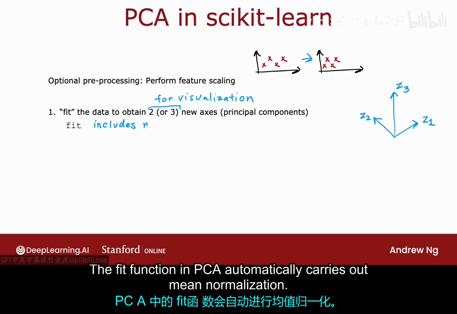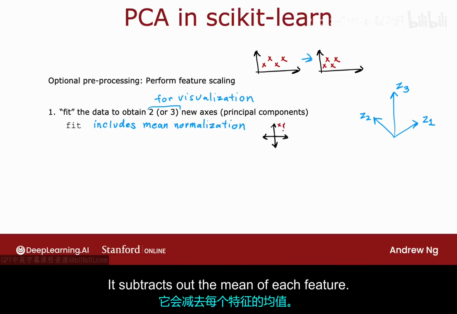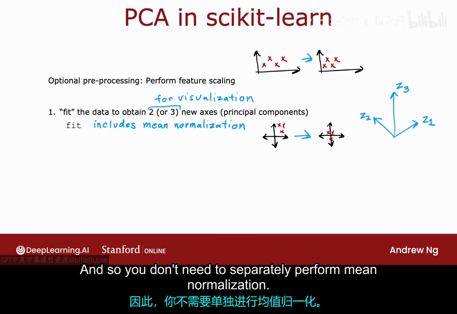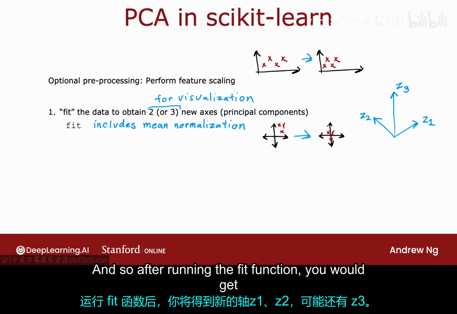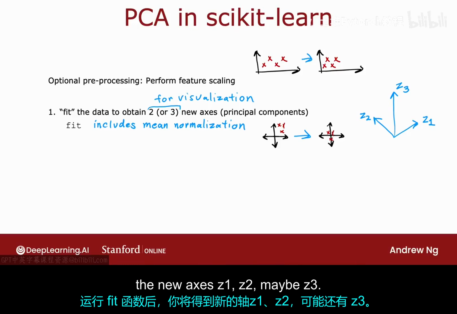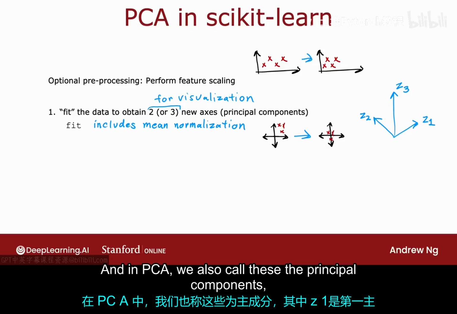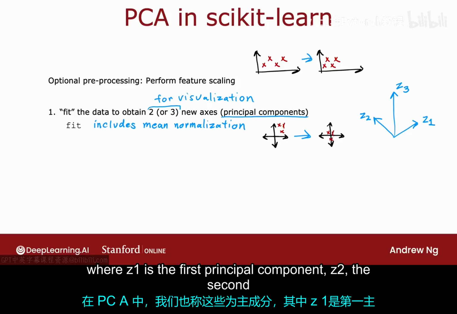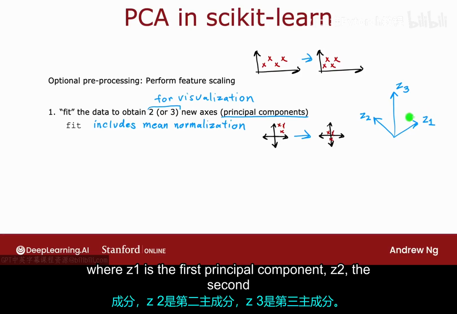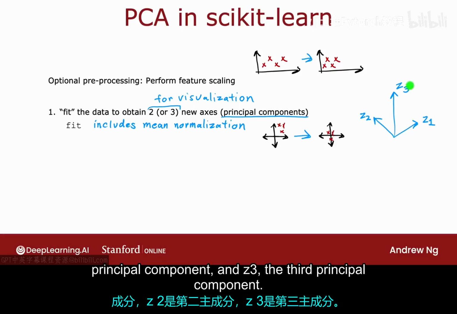The fit function in PCA automatically carries out mean normalization. It subtracts out the mean of each feature. And so you don't need to separately perform mean normalization. And so after running the fit function, you would get the new axes, Z1, Z2, maybe Z3. And in PCA, we also call these the principal components, where Z1 is the first principal component, Z2 the second principal component, and Z3 the third principal component.